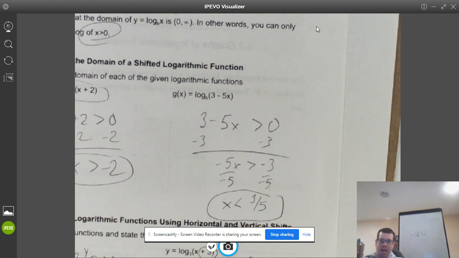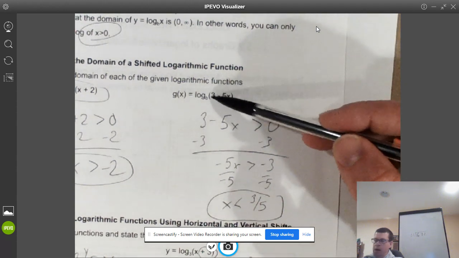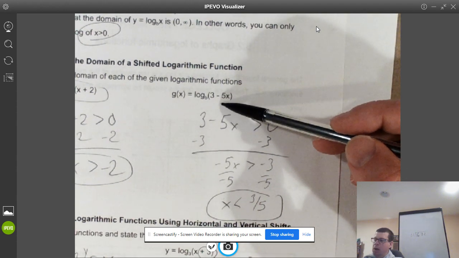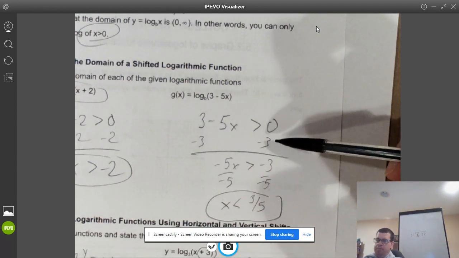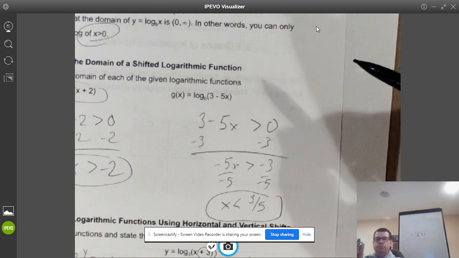So to find the domain of a logarithmic function, you simply take whatever expression you're taking the log of, set it greater than 0, and then solve that inequality.